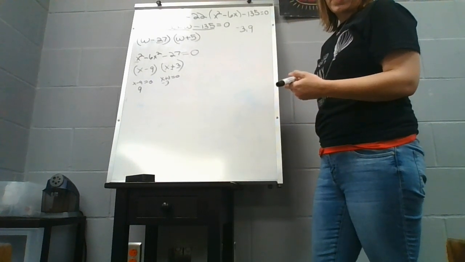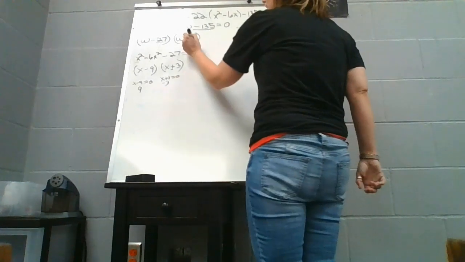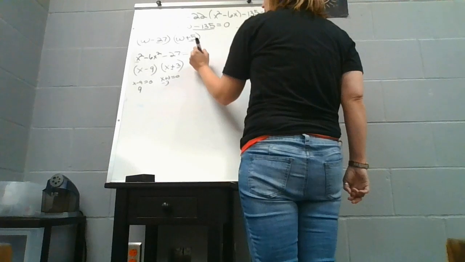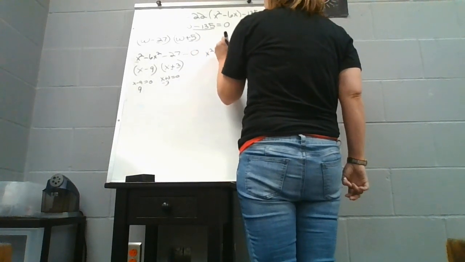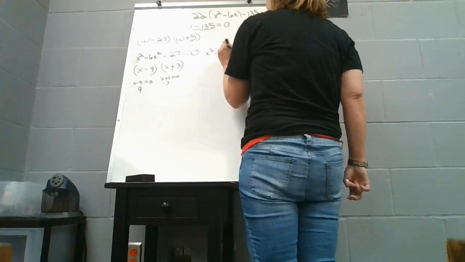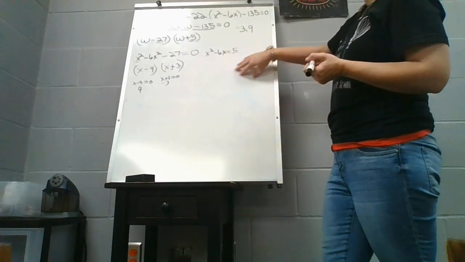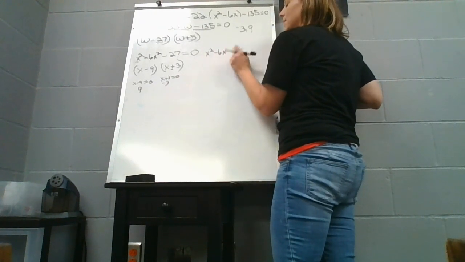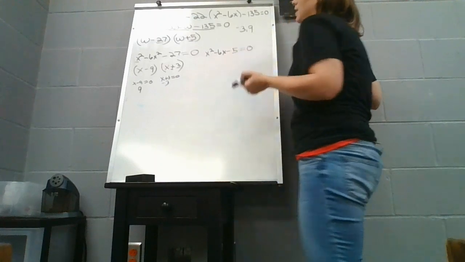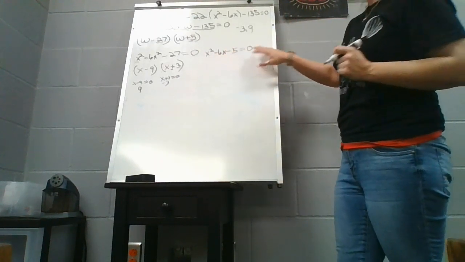Now we're going to evaluate x² - 6x = 5. But again, we need everything on the left-hand side and 0 on the right-hand side. So we're going to do x² - 6x - 5 = 0.